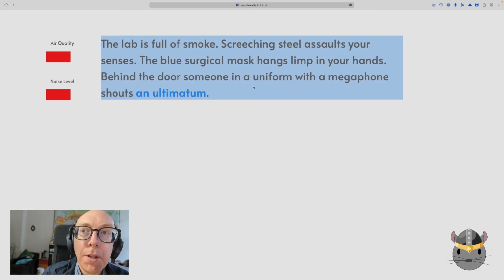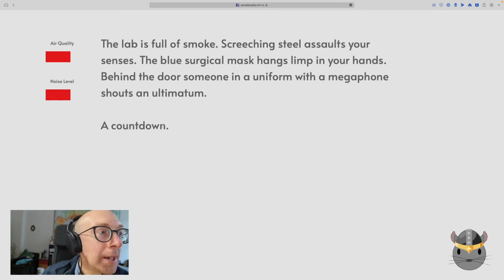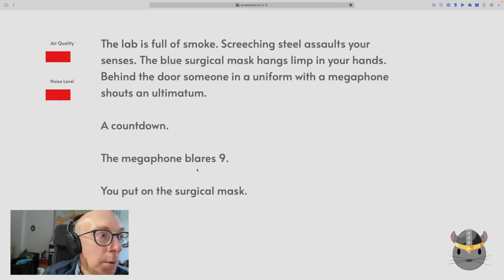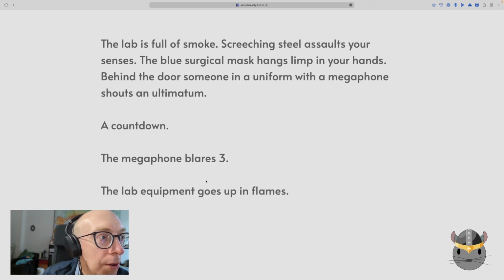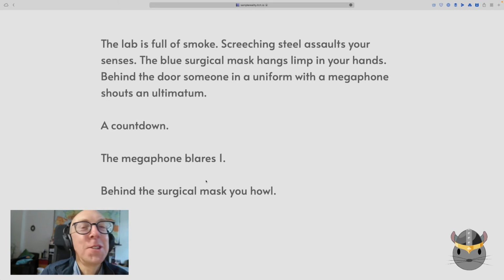Behind the door, someone in a uniform with a megaphone shouts an ultimatum. A countdown. 10, you put on the mask. 8, 7, 6, sparks fly from the lab door. An acoustic cannon perforates your bones. 4, 3... The lab goes up in flames. They bust down the door. Behind the surgical mask, you weep.